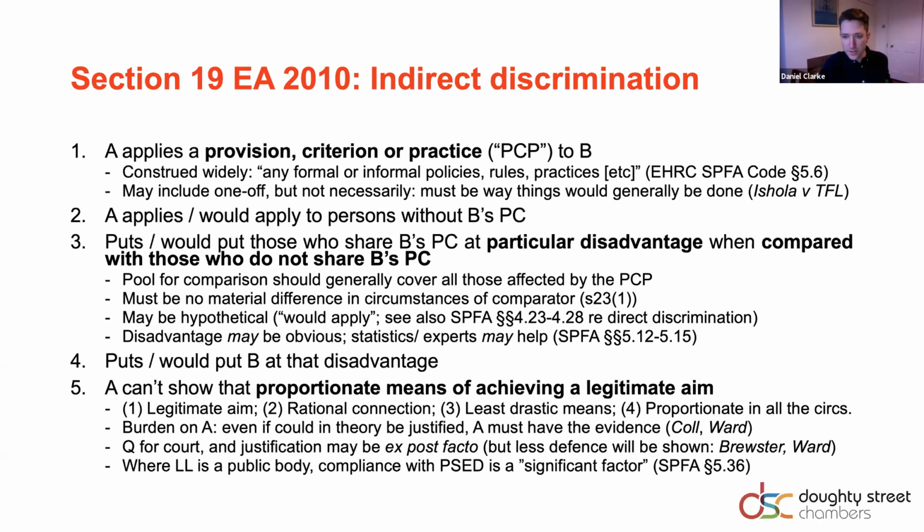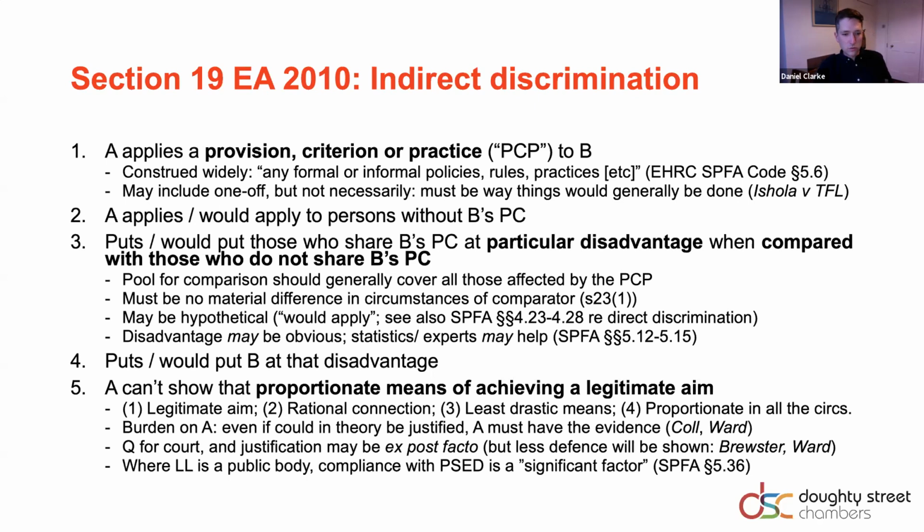So if there's a policy in place, it might apply to all tenants, whether or not they have a disability. And when looking at that, there has to be no material difference in the circumstances of those with and without the protected characteristic in relation to whom you're trying to show indirect discrimination or disparate effect. It's important to note that the comparator can be hypothetical because the definition is that A applies or would apply the same PCP to those without the protected characteristic.